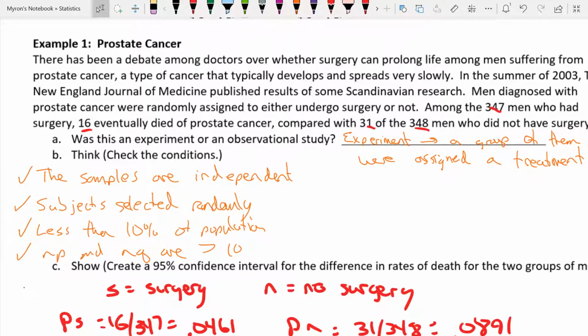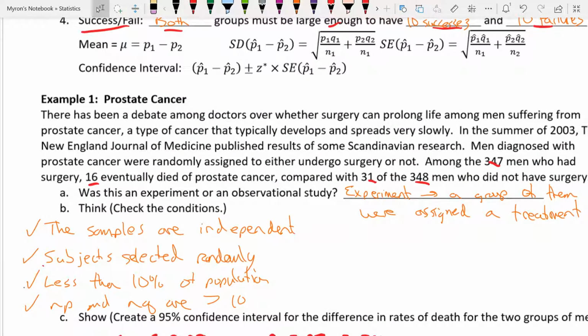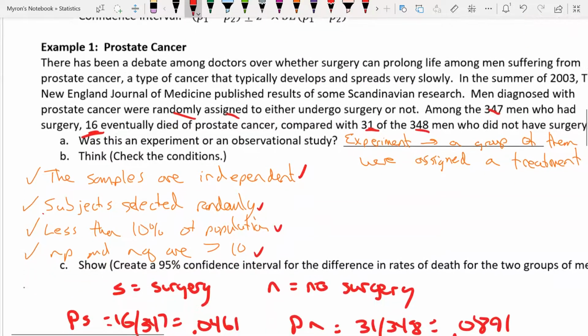Check your conditions. The samples are independent of each other. They were selected randomly, we're assuming that, and then it says they were randomly assigned. Less than 10% of the population, almost definitely, right? And 31 is bigger than 10, and 16 is bigger than 10. See, 16 and 31, those are both bigger than 10, so np and nq would be bigger than 10, so all those work. So we meet all the conditions.